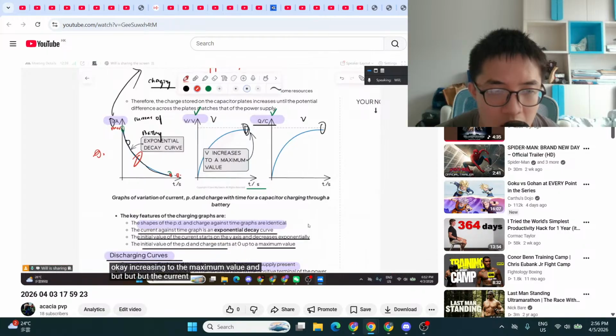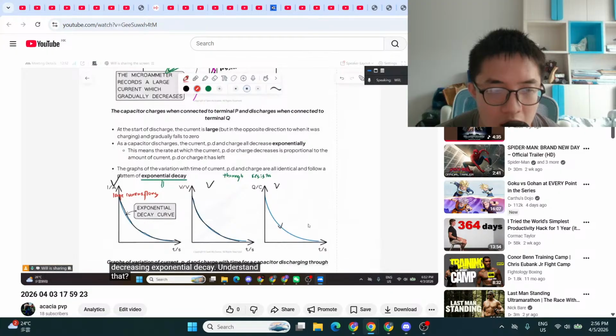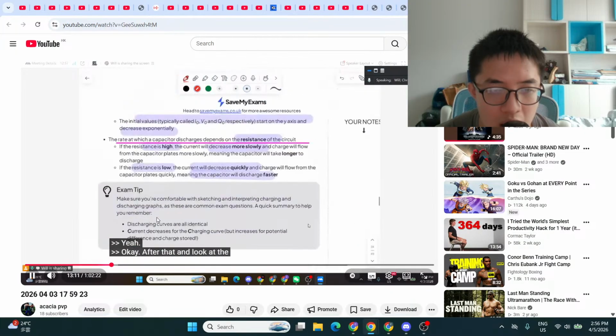But the current-time graph is like an exponential decay. Okay, and in the discharging process, all three graphs are exponential decay. Understand that? Okay. After that, let's look at the summary.